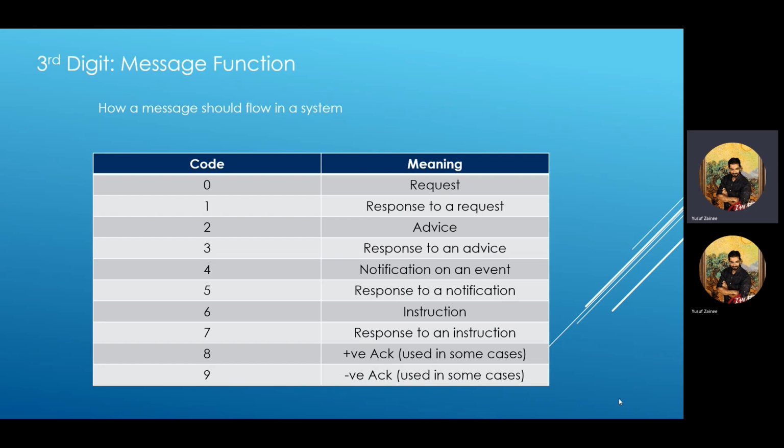So here again, we have numbers from 0 to 9. And as I explained earlier, this tells how a message should flow in the system. So what it means is that it tells what this message is, whether it is a request, whether it is a response, advice, and stuff like that. So code number 0 means that it is a request. And requests are usually end-to-end messages, that is from the acquirer to the issuer, and then the response goes back from the issuer. So 0 is for the request and 1 is for the response.